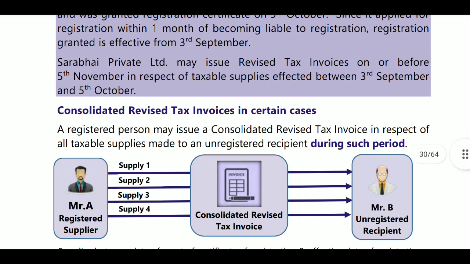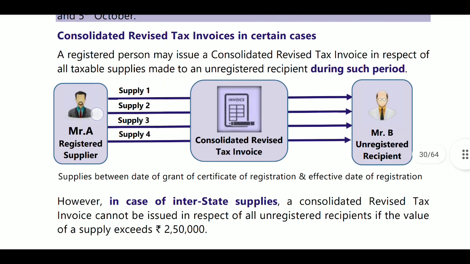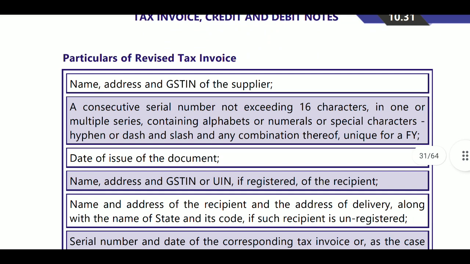And consolidated tax invoices are what persons may issue in respect of taxable supplies made to unregistered recipients during this period. For what amount? In case of interstate supplies, a consolidated revised tax invoice cannot be issued in respect of all unregistered recipients if the value of supply exceeds 2,50,000. If the amount exceeds 2,50,000 in interstate supplies, then you will not issue the consolidated invoice. Next, particulars of revised tax invoice.